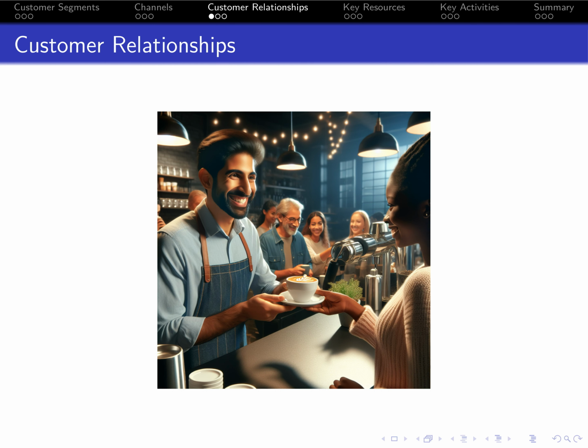Customer relationships are the backbone of any successful business. It's all about how well you connect with your customers, keep them coming back, and get them to spread the word about your business. It's like the secret sauce that keeps your business thriving in the long run.